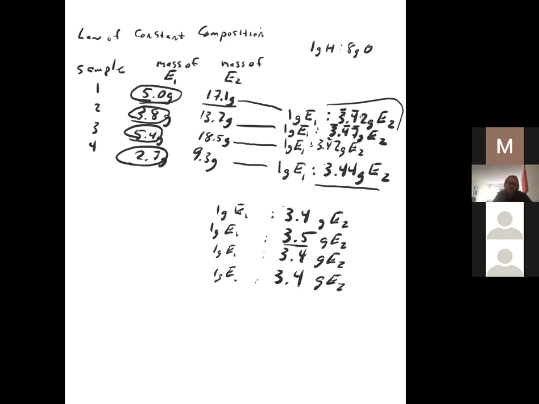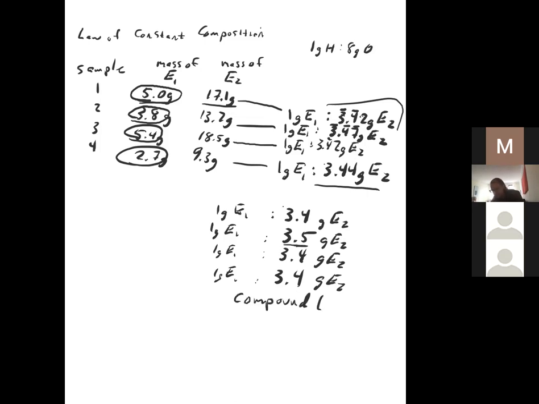They're all around 3.4. So here would be our conclusion from that. Since the ratio of element 1 to element 2 in different parts of this sample always comes out the same, right? That tells us that it must be a compound.